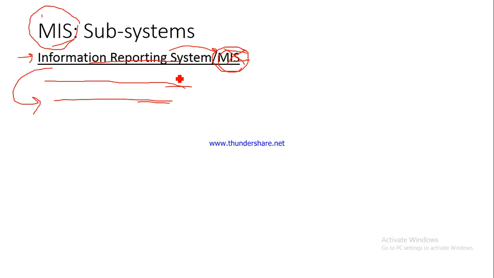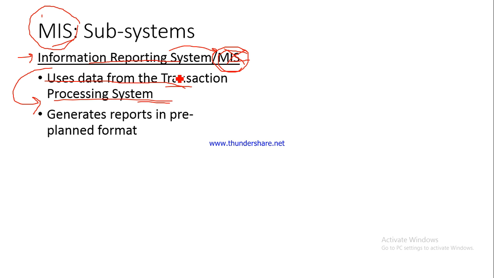Now what will information reporting system do? It will actually summarize this data. Now this is the difference. While the transaction processing system is only collecting the data, information reporting system is going to use the data collected by transaction processing system, and it is going to give a summary of that data, not the whole detail. And this detail will be used by the managerial personnel for what? For monitoring, management, control, all these things.